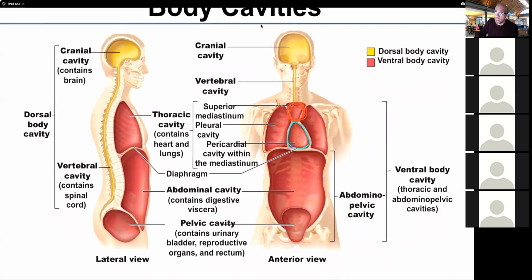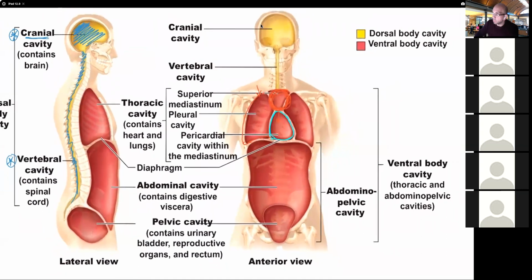When we look at the body cavities, we do have 2 main cavities in the body. Those were the dorsal or the posterior body cavity, and this includes the cranial cavity and the vertebral cavity. So the dorsal body cavity is divided into two main cavities, the cranial cavity and the vertebral cavity. The cranial cavity is where you keep the brain. The vertebral cavity is where I keep the spinal cord.